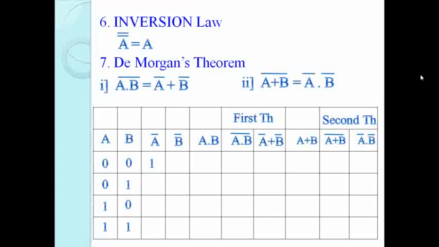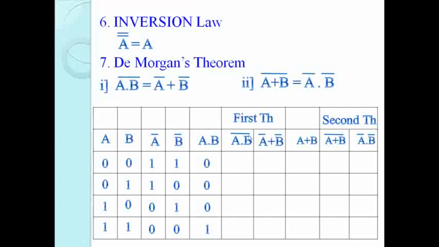Now inverse A bar and B bar. A is 0, so A bar is 1. A is 0 and A bar is 1, A is 1, A bar is 0, A is 1, A bar is 0. Now B is 0, B bar is 1, B is 1, B bar is 0, B is 0, B bar is 1, B is 1, so B bar is 0. Now multiply these two, A into B. So 0 into 0 is 0, 0 into 1 is 0, 1 into 0 is 0, and 1 into 1 is 1. This is A into B.